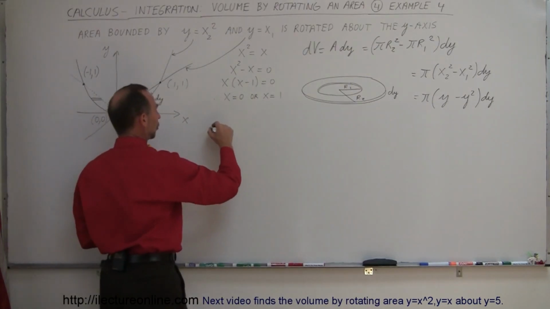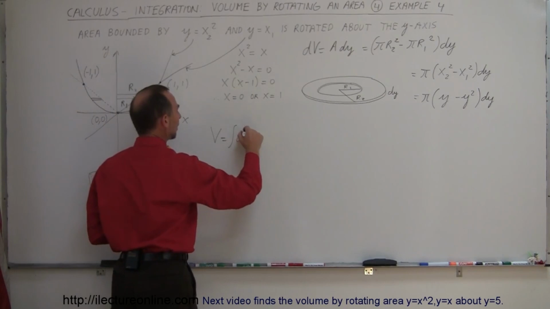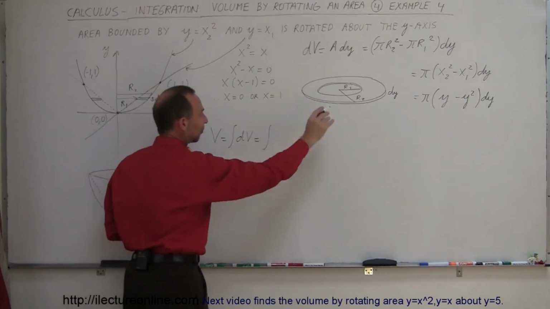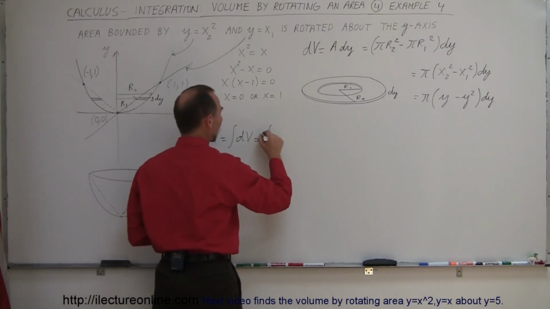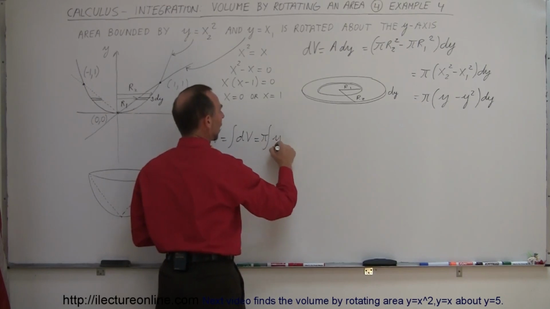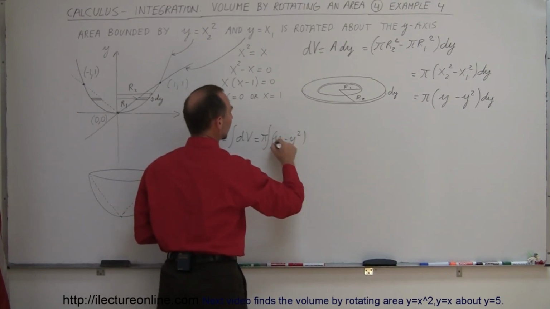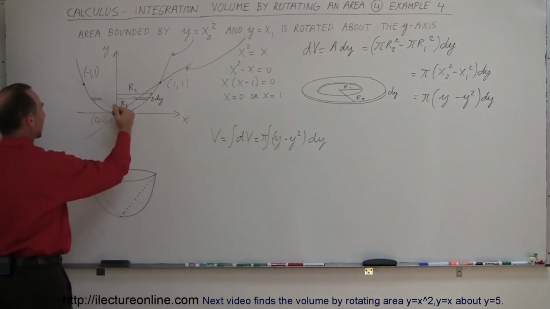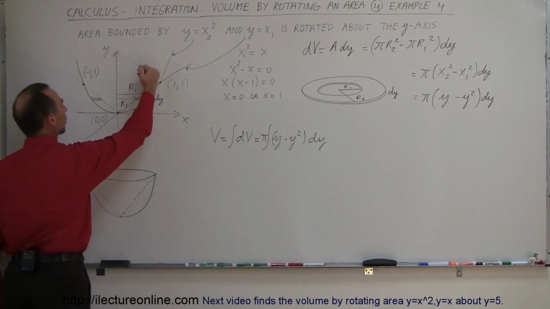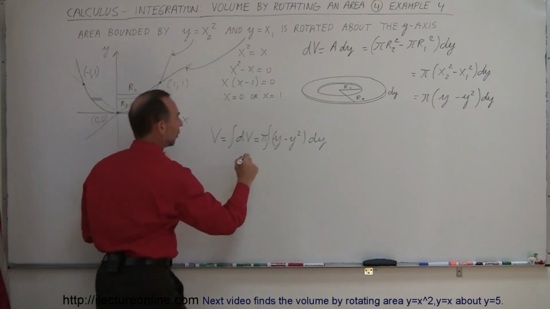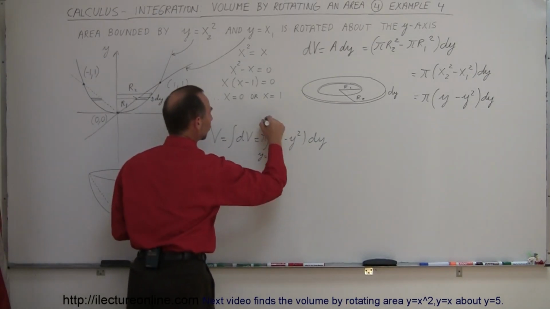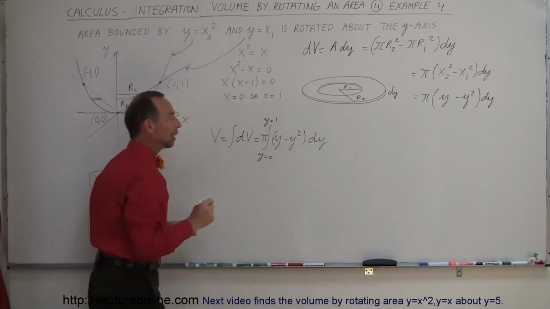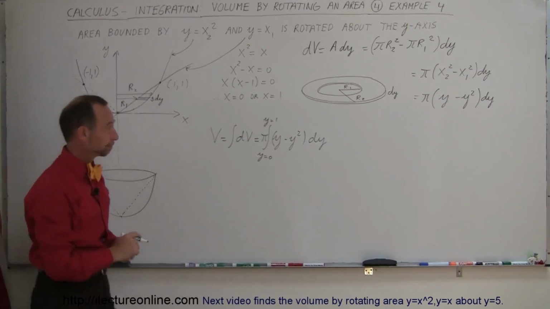And we can then say that the total volume will be equal to the integral of all the dV's, which is the integral of what dV is equal to. We'll take the pi outside the integral sign. We have y minus y squared times dy. And the limits of integration, we're going to integrate from the bottom of the bowl, which is y equals 0, to the top of the bowl, where y is equal to 1. So from y equals 0 to y equals 1 are your limits. And now we're ready to integrate.